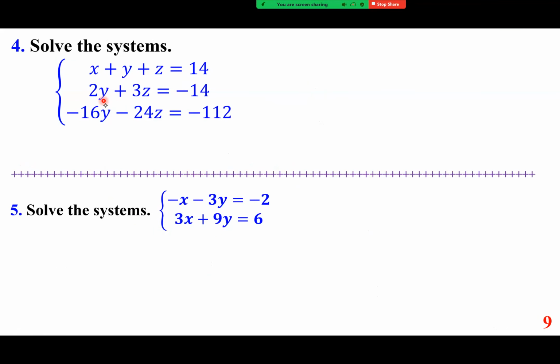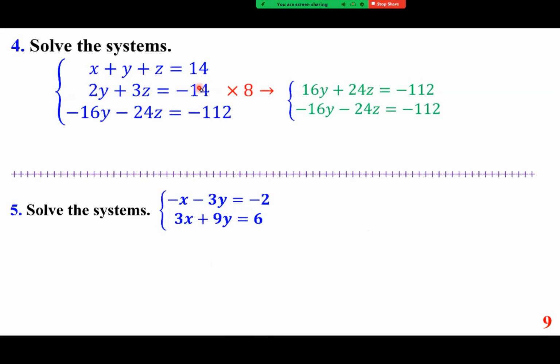We want to solve this system. We notice if we multiply this one by 8 and we keep this intact, in other words, we look at the equations 2 and 3 only, so let's multiply this by 8. We get 16y plus 24z equals negative 112. And if we add them up, we get 0 on the left side. They cancel each other. But over here, we get some number. It doesn't matter what it is, negative 224. But the fact of the matter is 0 is not equal to negative 224, which makes it a false statement. Therefore, there is no solution.